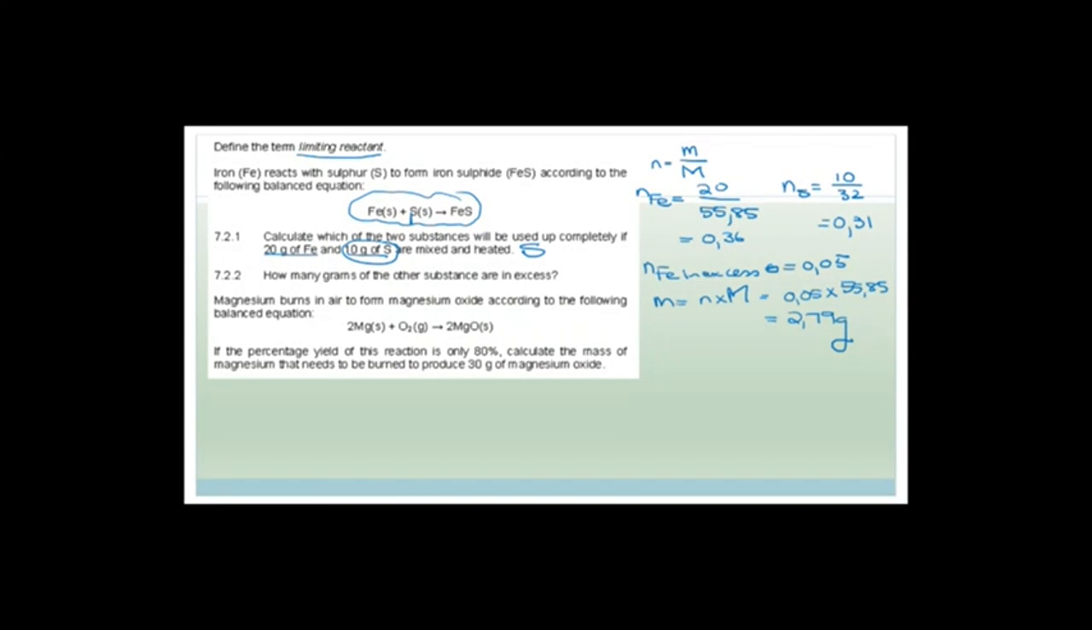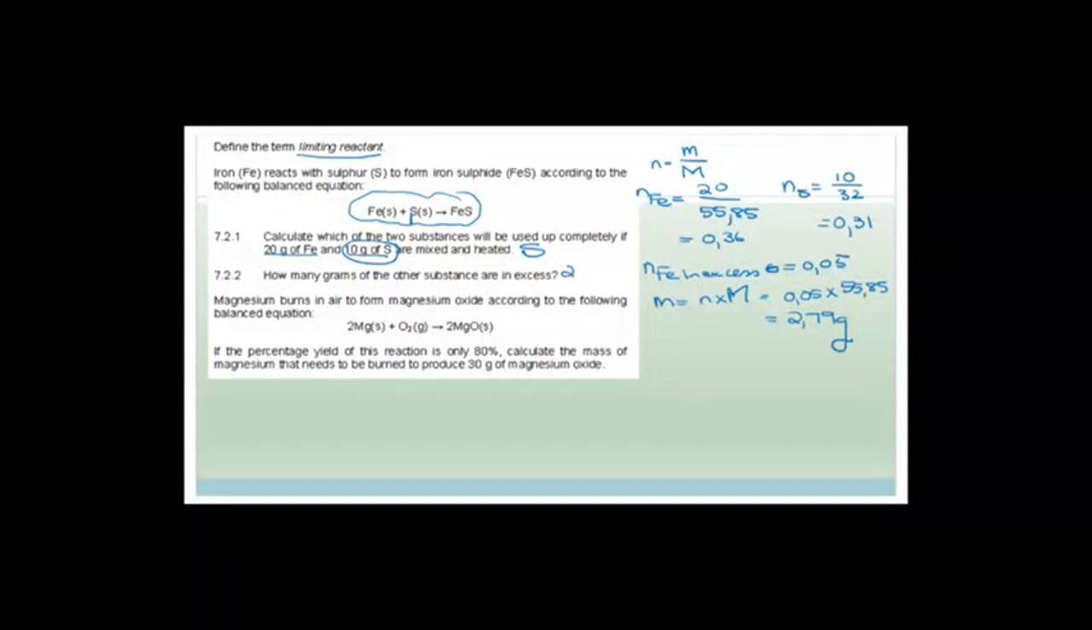So 0.31 moles of sulfur is going to react with 0.31 moles of iron, right? Which means that how many moles of iron are left? It's obviously 0.05. But now they didn't ask for the number of moles left over. They asked for the mass. So therefore, mass is number of moles times the molar mass, which is 0.05 times that, which gives you 2.79. So that would be 2.79 grams.